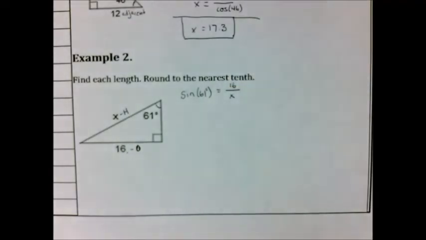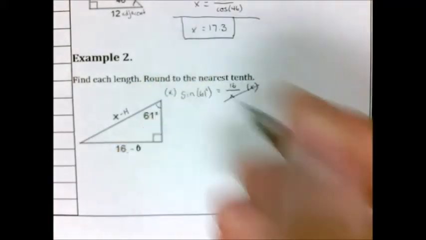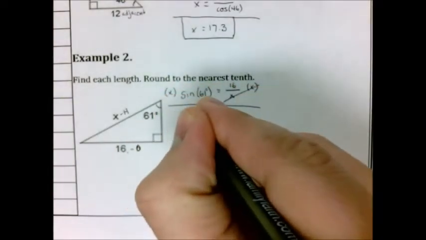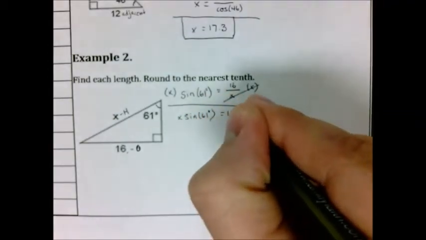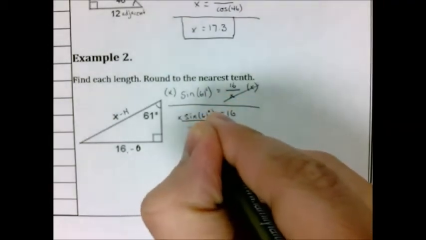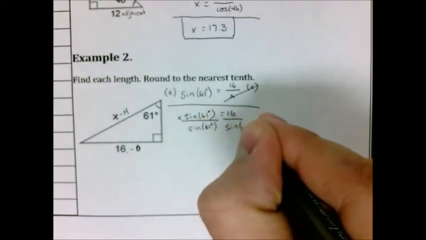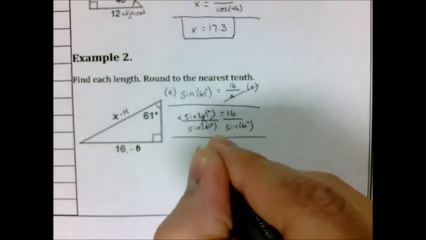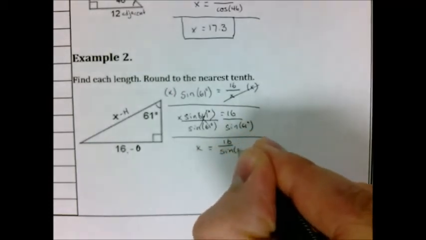So it's the same type of thing here. We're trying to solve for x, and so we have to multiply by x to get rid of it on that side and get it in the numerator on the other side. And we'll have x times the sine of 61 degrees is equal to 16, and then we just divide by the sine of 61, and that will end up getting us with x by itself. These will cancel out. I'll be left with x is equal to 16 divided by the sine of 61.